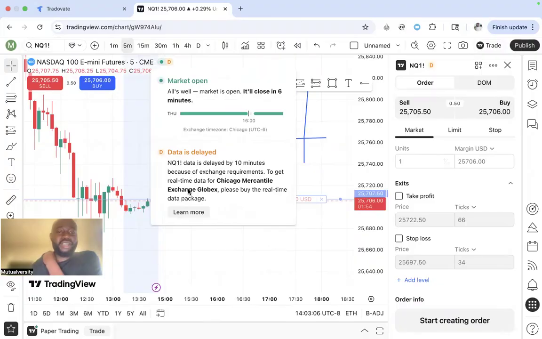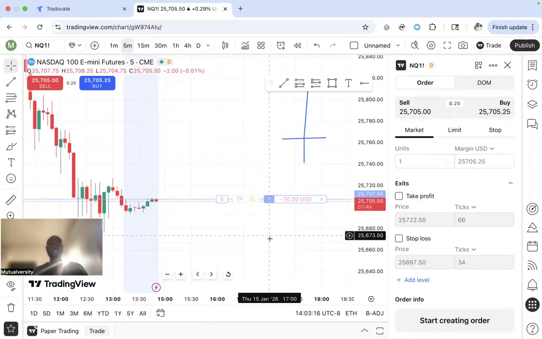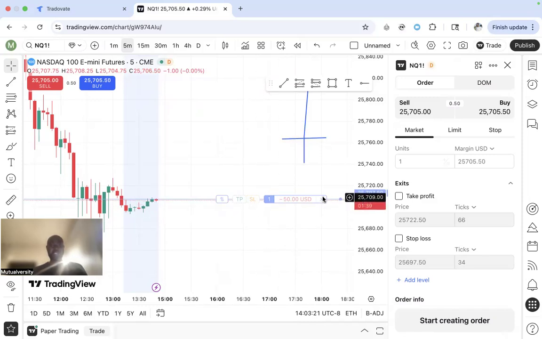So eventually you're gonna have to subscribe and pay for the live data. It's about $12 a month. So you do that within TradeOvate. You sign up so you can have the actual data. But yes, if you want to cancel an order, you just press the X and close positions.